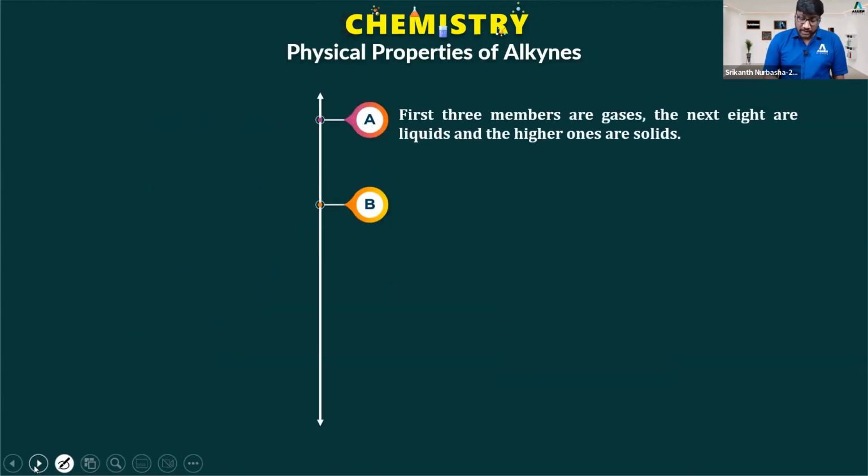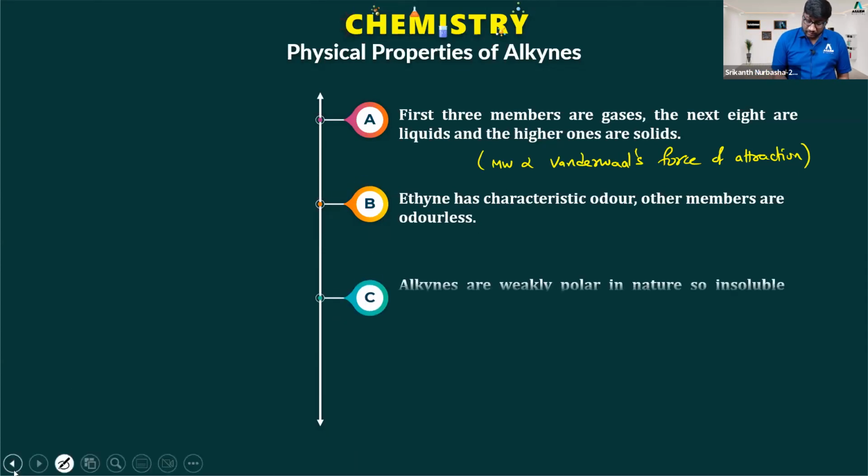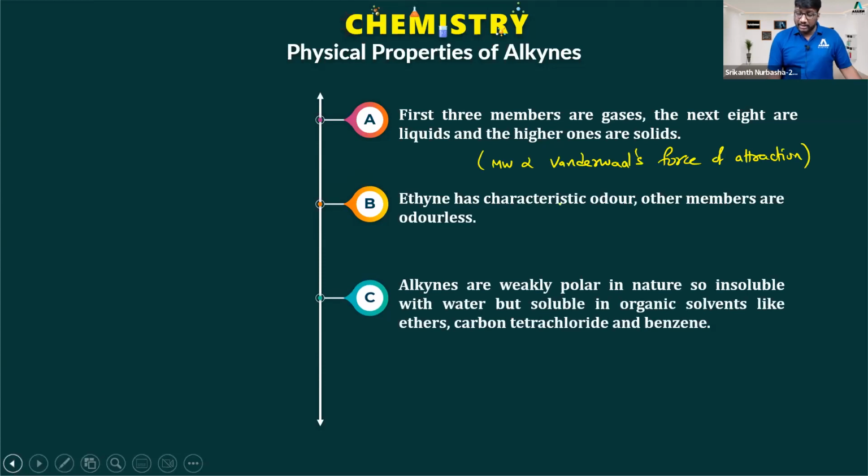So physical properties: the first members are gases, the next 8 members are liquids, and the higher ones are solids, because van der Waals forces change. Molecular weight is directly proportional to van der Waals force of attraction. Ethyne has a characteristic odor; other members are odorless.